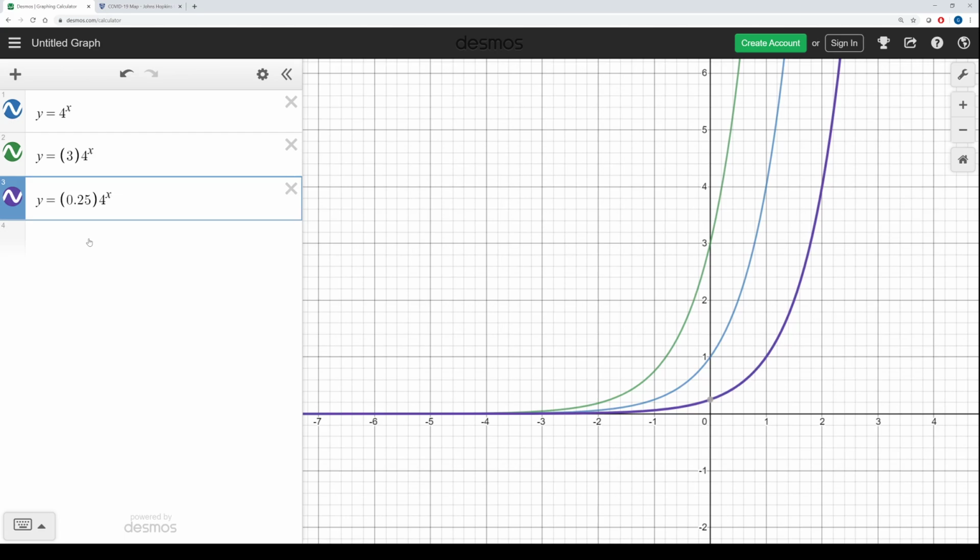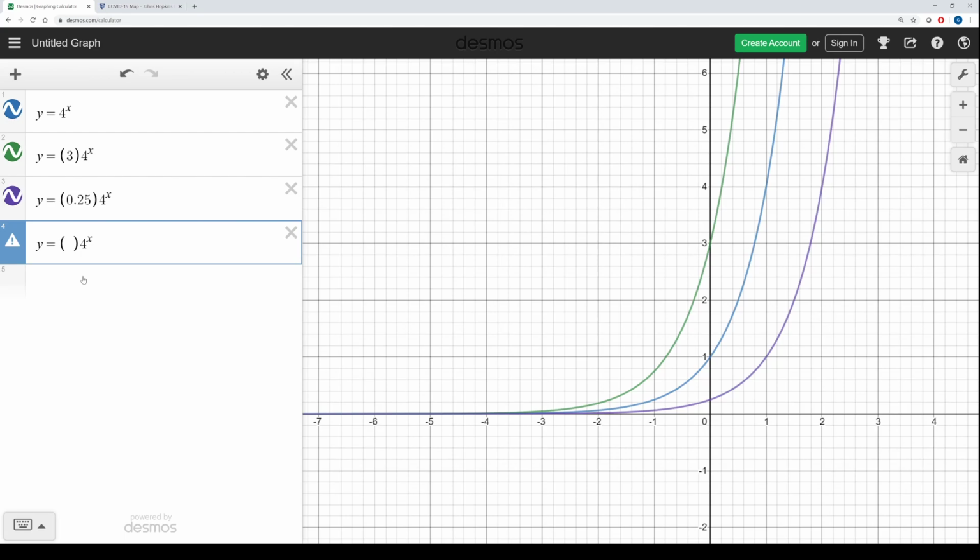Okay. So, what if I told you there is a way to get this kind of exponential curve to go down as it went to the right? And what if I told you that had to do with the number that's in front? What kind of number would we have to put in the front here for it to go down as it goes to the right? Maybe you came up with the answer that that should be a negative number.